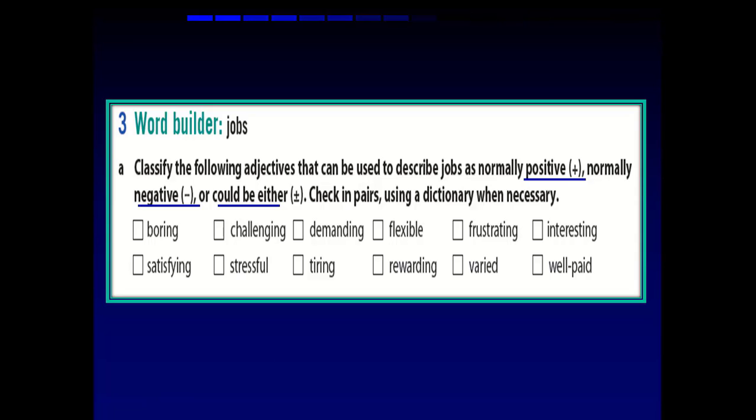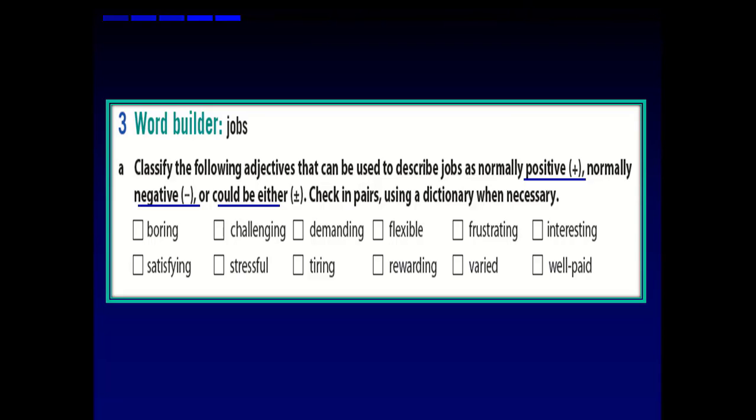So these are word builder, okay, jobs. Classify the following adjectives that can be used to describe jobs as normally positive, normally negative, or could be either. Check in pairs using a dictionary when necessary. The most important thing is to know the meaning of these adjectives, like boring, challenging, demanding, flexible, frustrating, interesting, satisfying, stressful, tiring, rewarding, varied, and well paid.